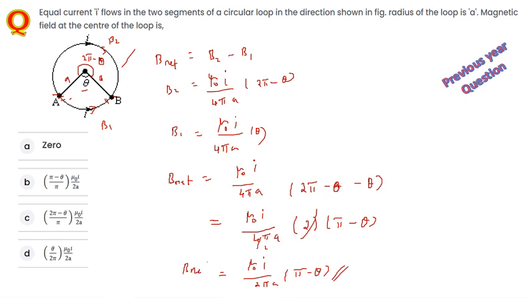Even in assertion and reasoning, they frequently ask such types of questions. For this one, the answer is mu naught I by 2 pi A into pi minus theta.